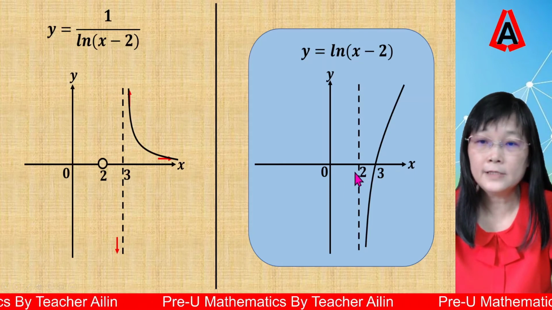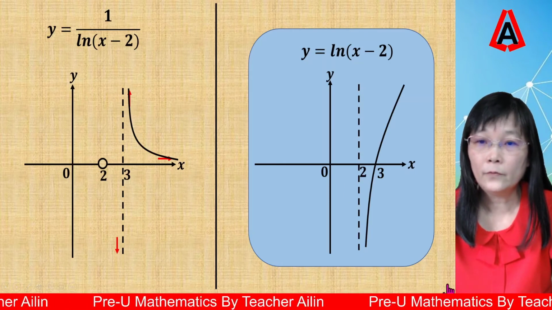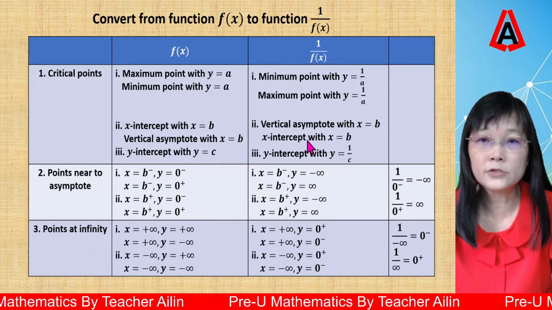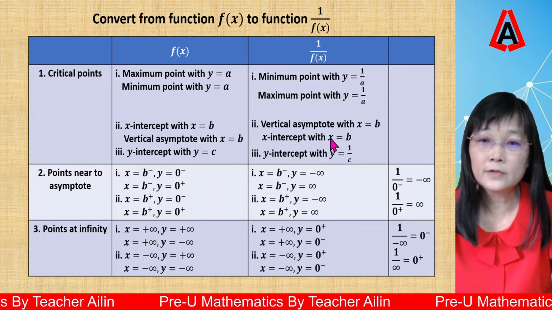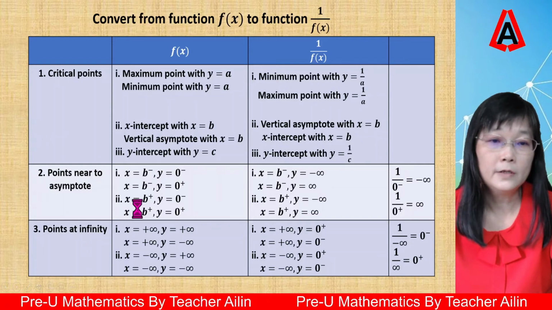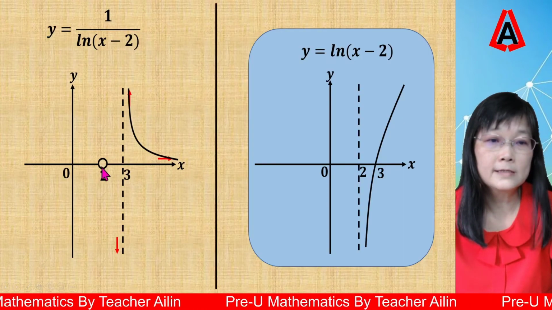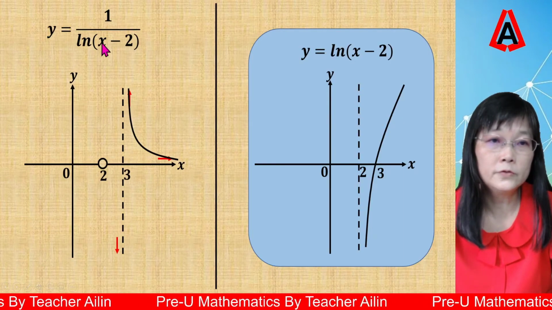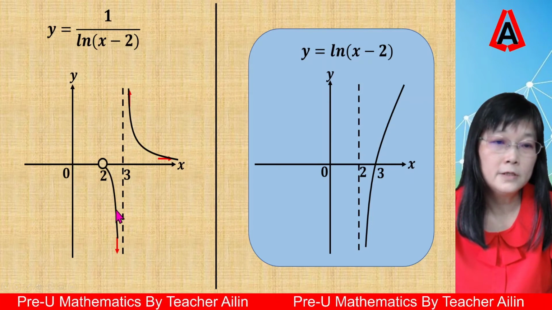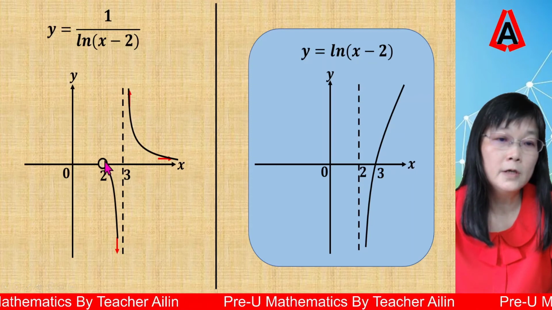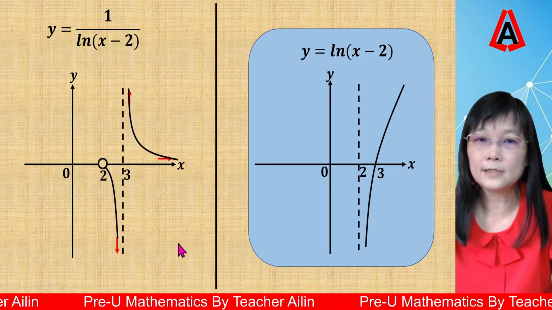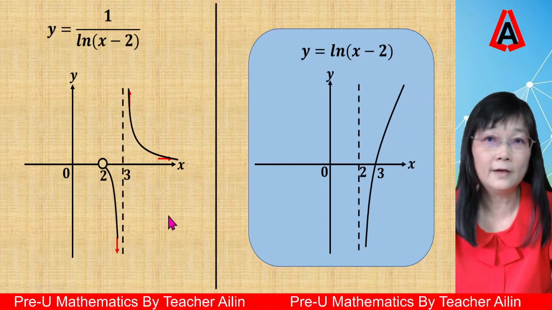Now for this vertical asymptote, when the vertical asymptote is x equals 2, when converted to the reciprocal function, the value of x is still the same. But because this x value will never be equal to 2, the curve will continue up to here, but not include 2. So generally this is the shape of this reciprocal function.